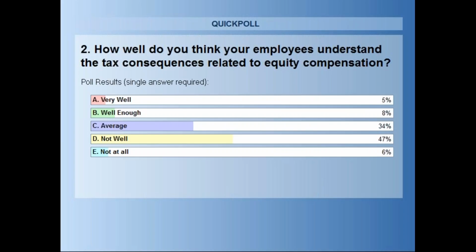We actually go in and help clients do employee education to understand tax consequences of employee stock options, RSUs, ESPP, and all of that stuff. The 5% that think the employees know it very well, that's great. Hopefully you've done some education at your company to help your employees know it well, or perhaps you're granting at a higher level. We typically see for broad-based equity plans, probably that average and not well is pretty standard.